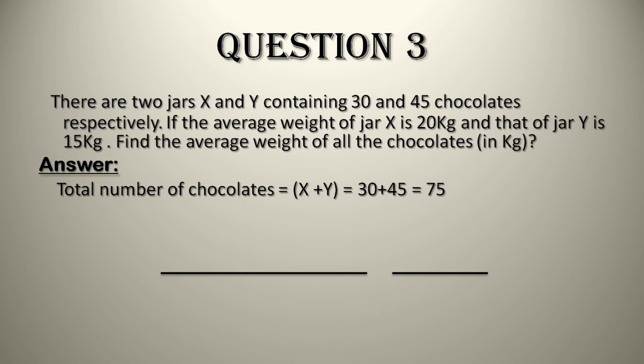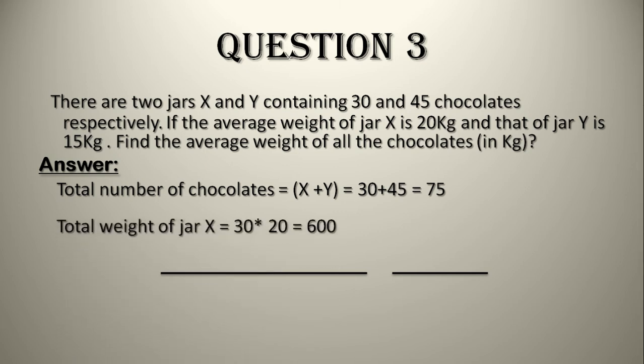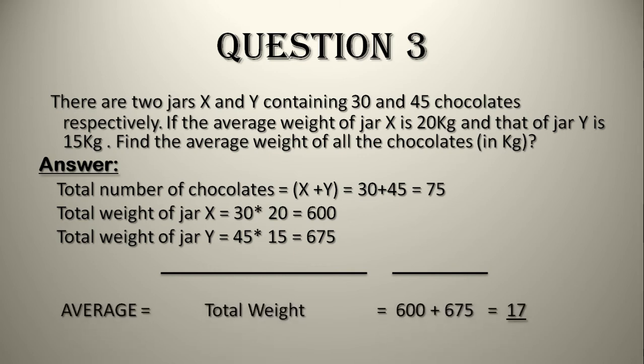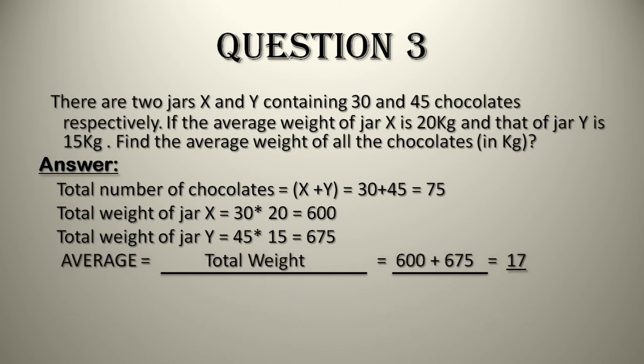So to find the average weight, we need to know the total weight of both the jars and the total number of chocolates. So the total number of chocolates, that is the chocolates in jar X and the chocolates in jar Y, is equal to 30 plus 45, which gives us 75. The total weight of jar X is equal to 30 into 20, which gives us 600. The total weight of jar Y is equal to 45 into 15, which gives us 675. So the average weight would be 600 plus 675 divided by 75, which gives us the average 17.